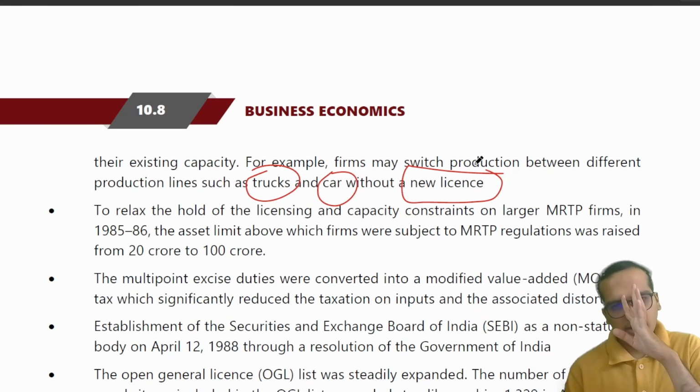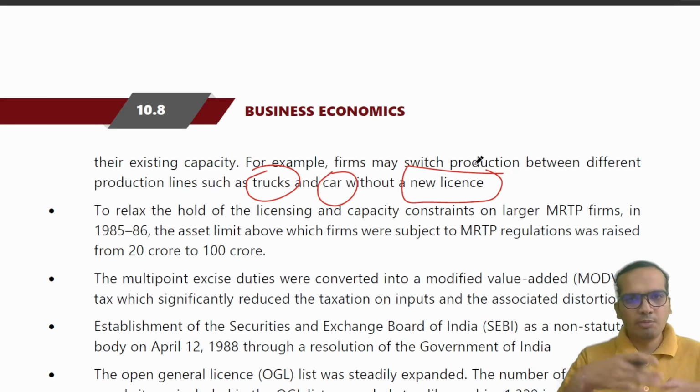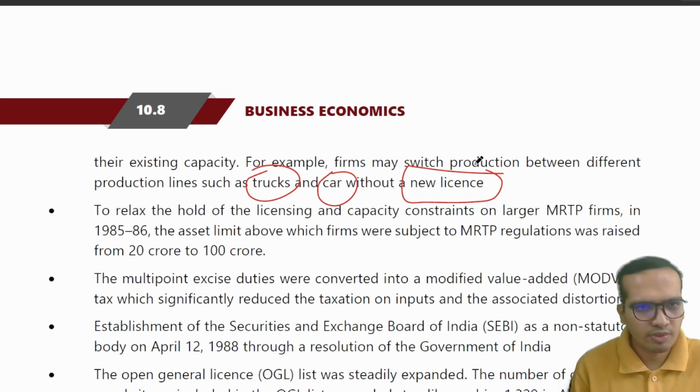मतलब इसके पहले अगर आपको प्रोडक्शन लाइन शिफ्ट करना है तो आपको सेपरेट लाइसेंस ही लेना पड़ेगा या इन्फॉर्म करना पड़ेगा, पर उन्होंने कुछ अमेंडमेंट या अपडेट किए या रिलैक्सेशन दिए, उसके कारण आप इन प्रोडक्शन लाइन स्विच कर सकते हो, प्रोडक्ट्स चेंज कर सकते हो, तो थोड़ा फ्लेक्सिबिलिटी मिली प्रोडक्शन के लिए.